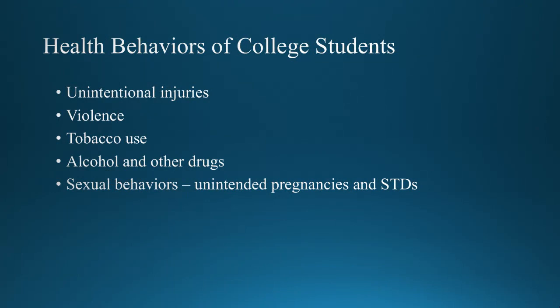College students have some similar behaviors as high school students. Again, you see at the top: unintentional injuries and violence, tobacco use, alcohol and other drugs, and sexual behaviors, which result in unintended pregnancies and STDs.